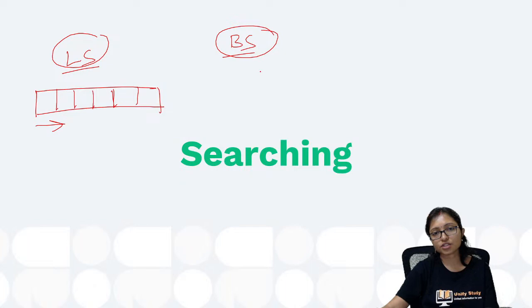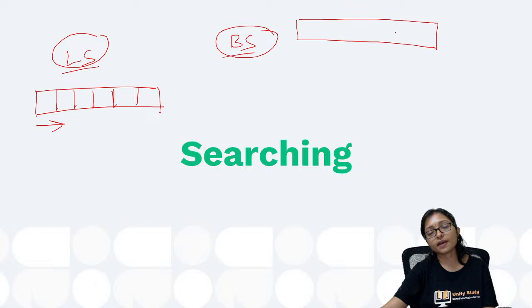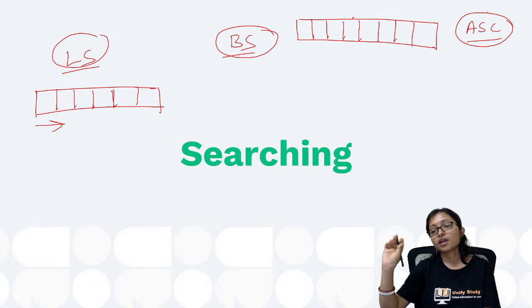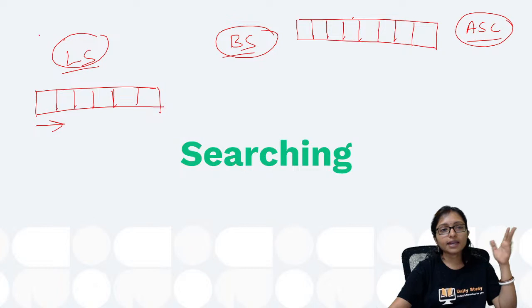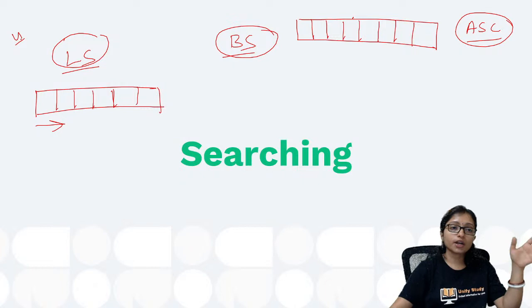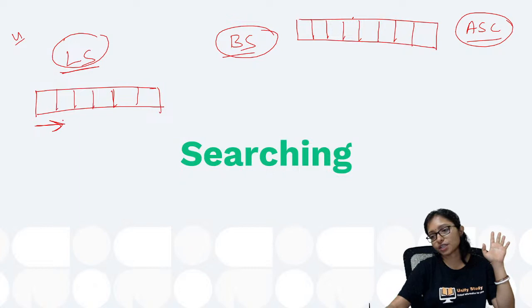Binary search, how is it doing? Binary search is an approach of divide and conquer. Binary search is applying the concept of divide and conquer. You can apply binary search only when the array is in ascending order. Otherwise, you cannot apply. Right? But linear search, even if it is not sorted, you can do it. In an unsorted array, in any order you can apply, because we are searching one by one. That's why it is linear search.